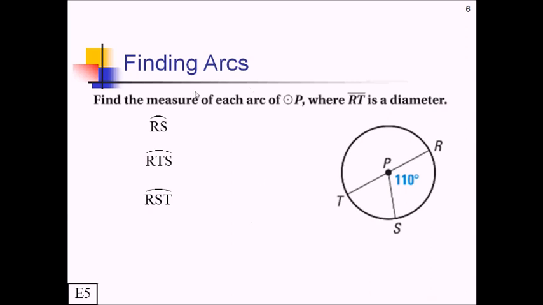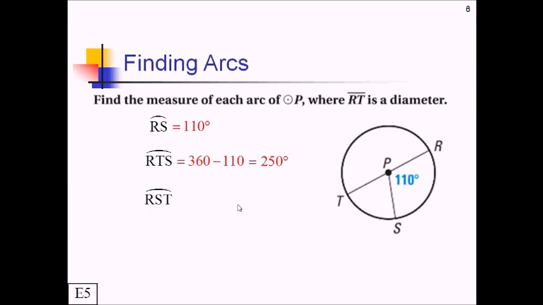So trying to find the measure of minor arc RS, that's this arc right here. It's going to be the same as the central angle for that arc, so that's also going to be 110 degrees. We're just warming up though. How about major arc RTS? Well, this is basically every part of the circle that this 110 degrees didn't cover. So 360 minus 110 is going to give us a major arc of 250 degrees.